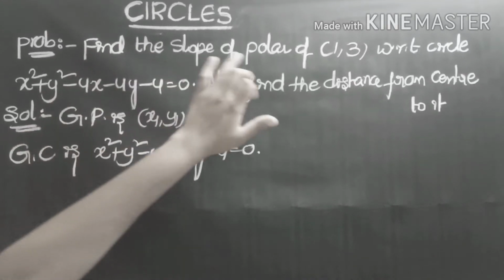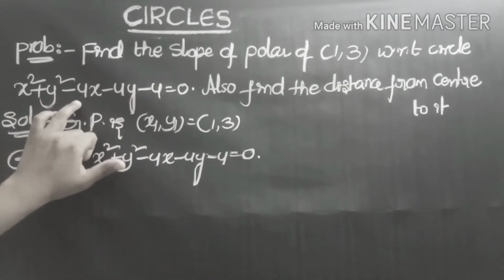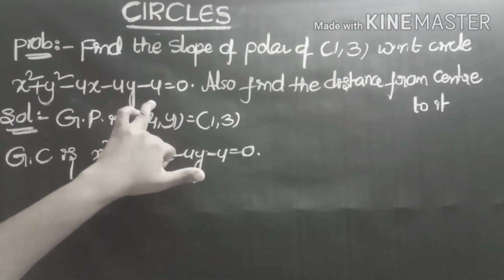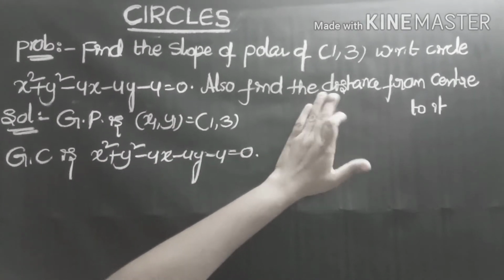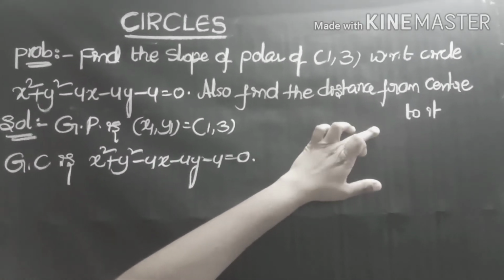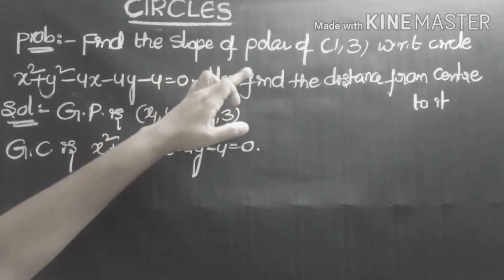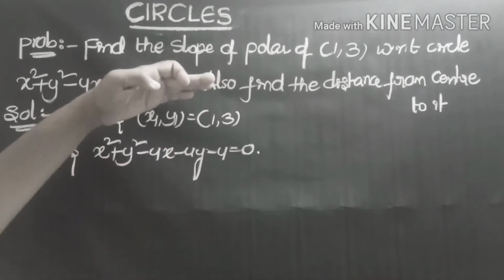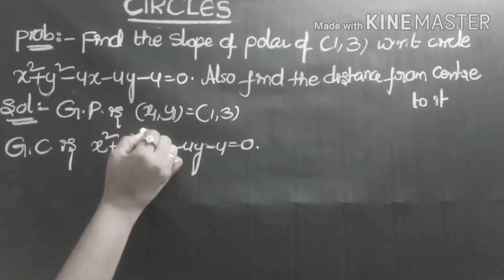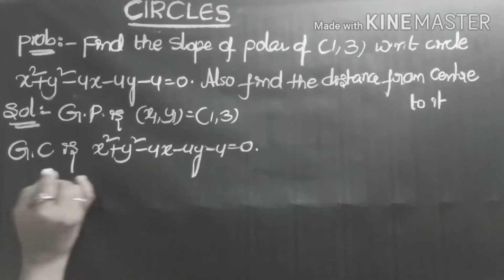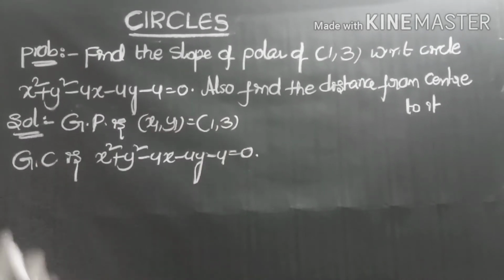Find the slope of the polar of (1, 3) with respect to the circle x square plus y square minus 4x minus 4y minus 4 equal to 0. Also find the distance from center to it. Distance from the center to it means to the polar. So slope of the polar means first we have to find the polar equation, and to that polar equation we take the slope value. So given point (x1, y1) is equal to (1, 3) and given circle is the circle equation.